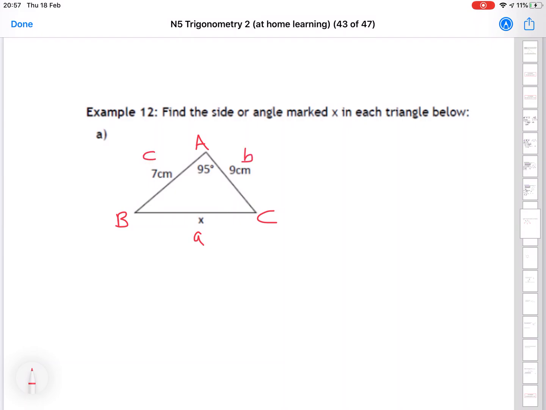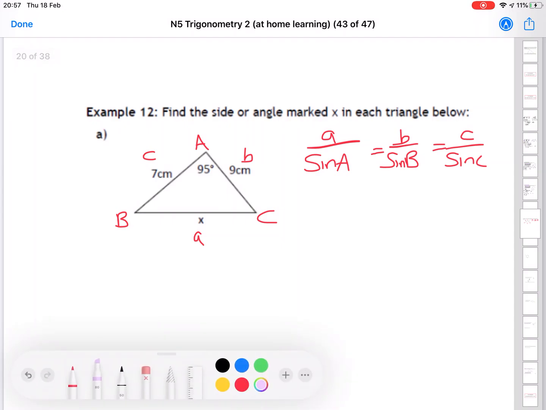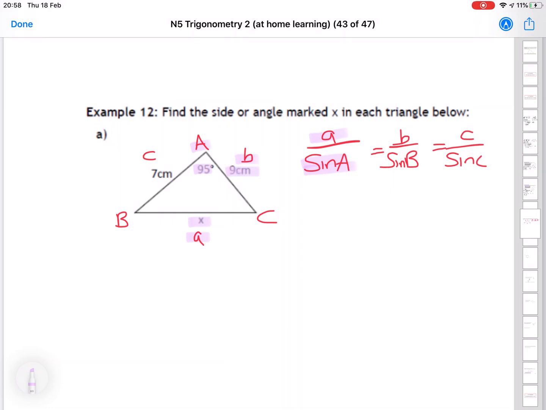So if we first of all just quickly check if we have what we need for sine rule. So A over sine A, B over sine B and C over sine C. Let's have a look and see if we have what we need. So we're being asked to find that side x. So that would be my small letter A. And we also have the angle straight across at capital A. So we have A and we have sine A. Then the only other information that we have is small case letter B and small case letter C.